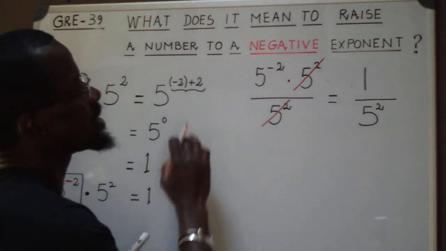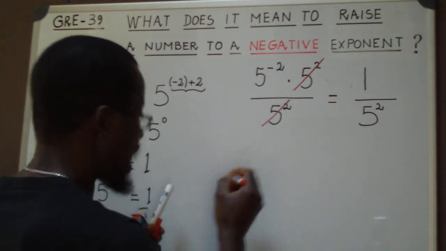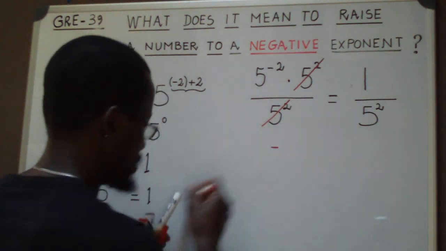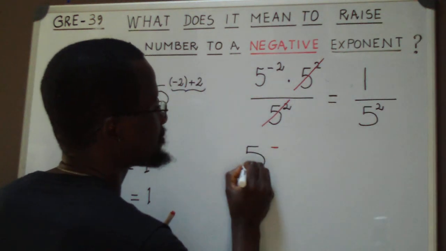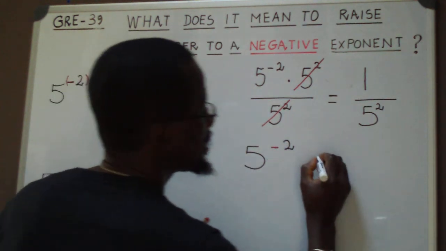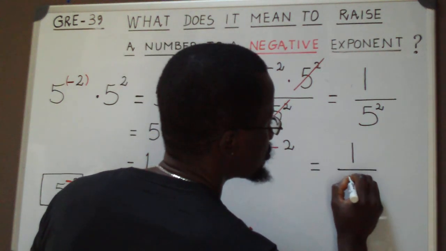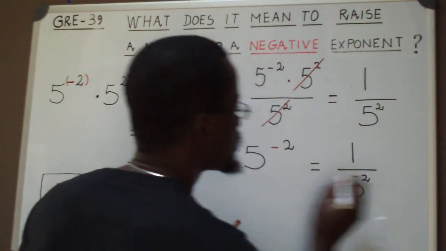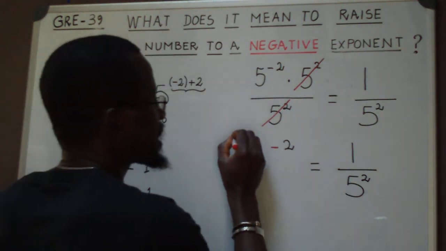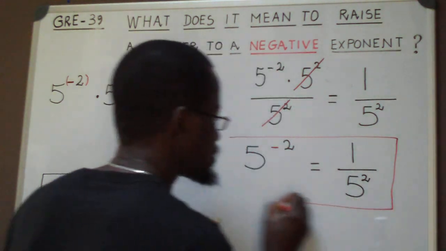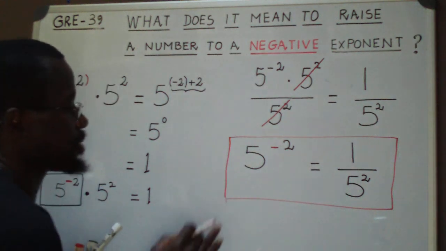So upon canceling this common factor, what I notice is that I have 5 raised to the exponent negative 2, okay? 5 raised to the exponent negative 2 is now equal to what? It is equal to 1 over 5 raised to the exponent 2, okay? So this is what I get finally, and what I get here finally provides me the meaning of raising a number to a negative exponent.